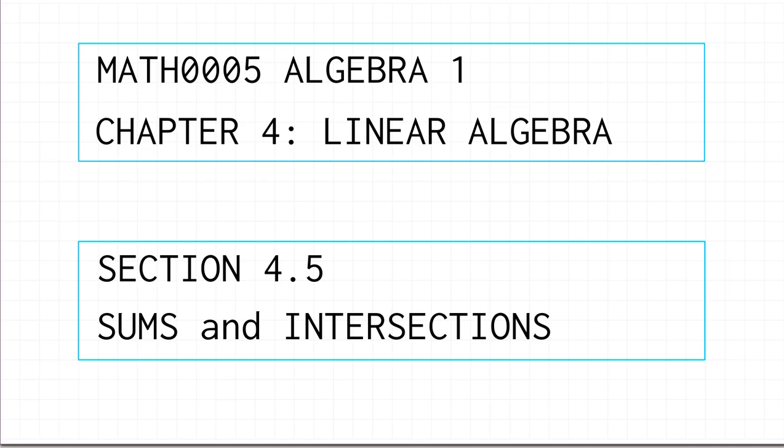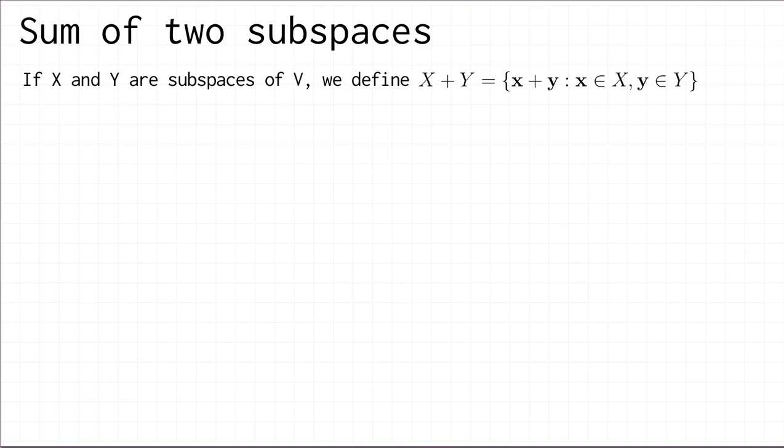In this video, we're going to have a little more practice with the definition of a subspace by proving that the sum of two subspaces and the intersection of two subspaces are again subspaces. So let's begin by defining what the sum of two subspaces is. If you have subspaces X and Y of a vector space V, then we define the sum X plus Y to be the set of all things which you can get by adding something in X to something in Y.